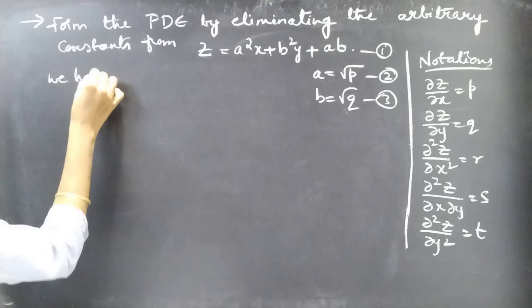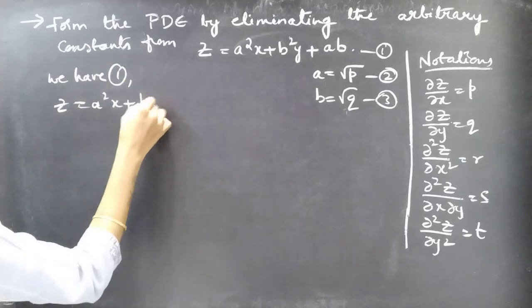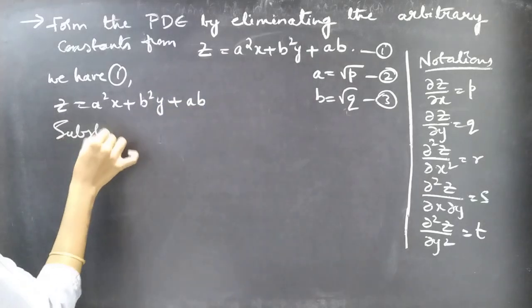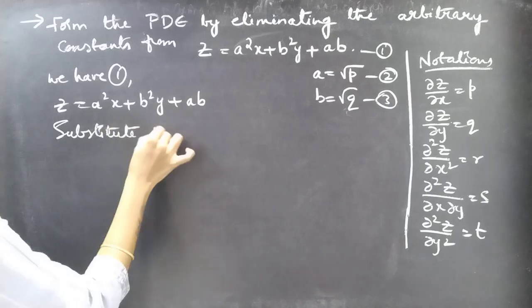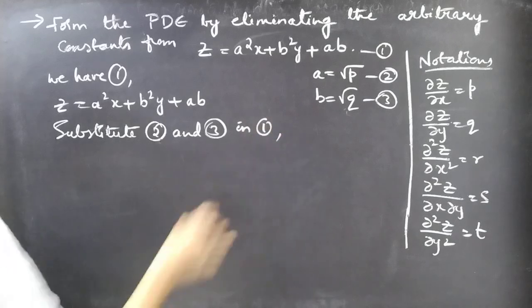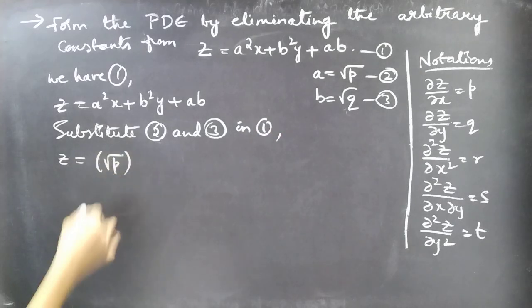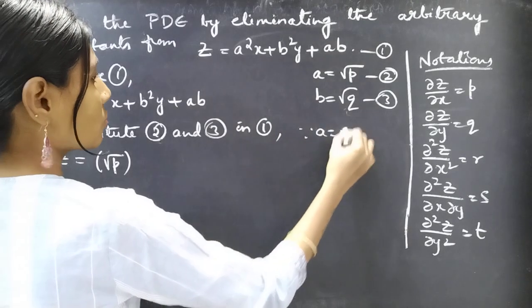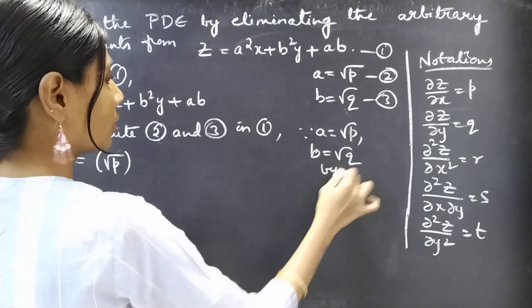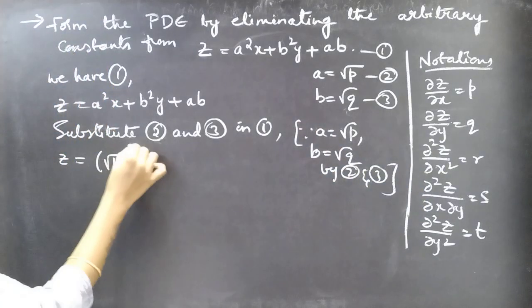We have 1, it is z equal to a square x plus b square y plus ab. Substitute 2 and 3 in 1, right, which gives us z equal to, replace a by square root of p, since a equal to square root of p and b equal to square root of q by 2 and 3, right, replace a and b.